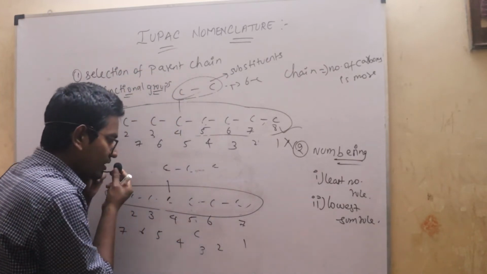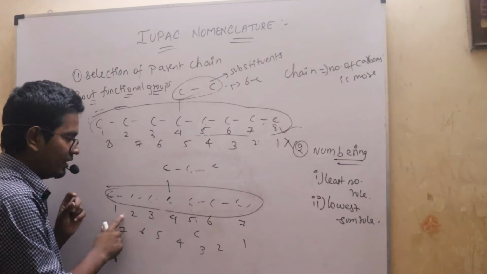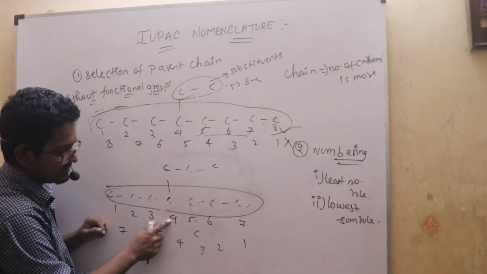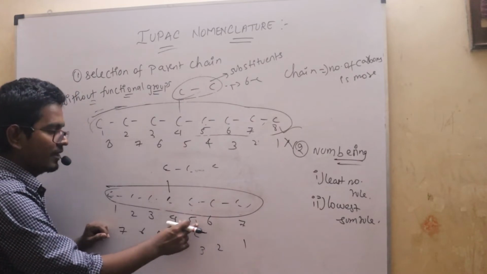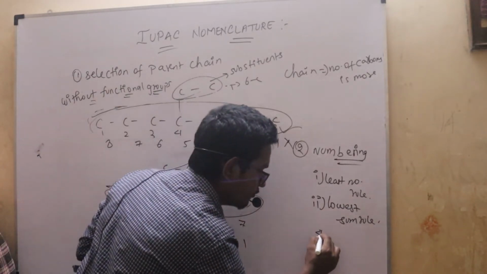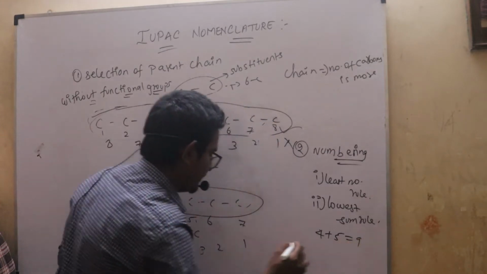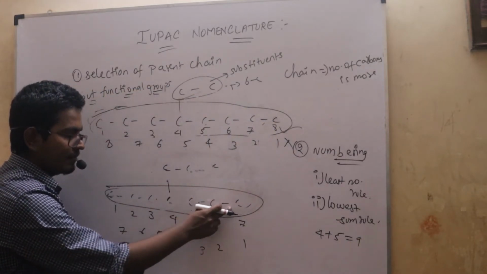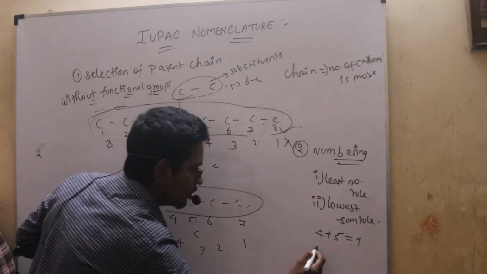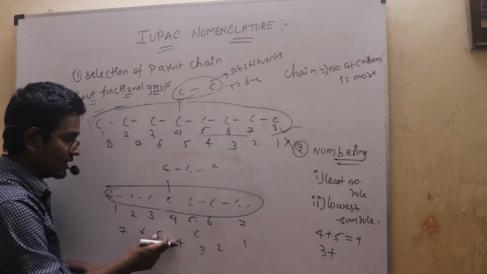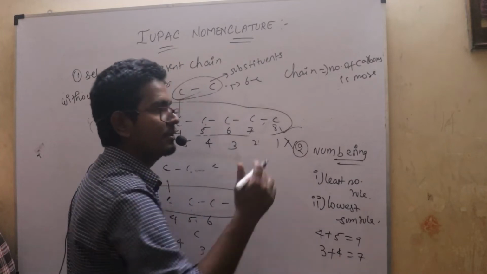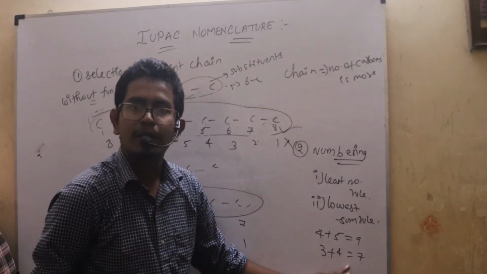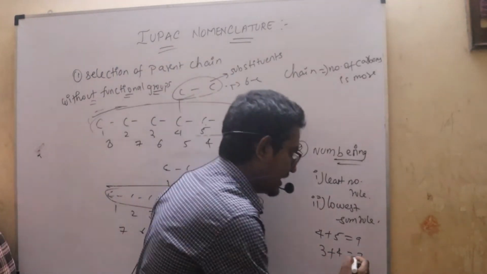You can see here, in the first one, the number is 4 plus 5, because my second substituent is present at the 5th carbon, that means 4 plus 5 is nothing but 9. And coming from here, my first substituent is at the 3rd carbon and my second substituent is at the 4th carbon. After adding, I am getting the number 7. So whichever gets the least number, that way of numbering is the correct way.